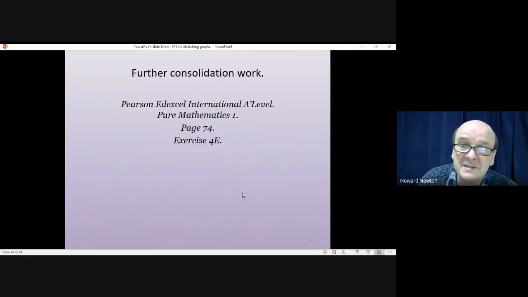Okay, that gets us to the end of this lesson. If you've got the textbook, then turn to page 74 and have a go at exercise 4E.